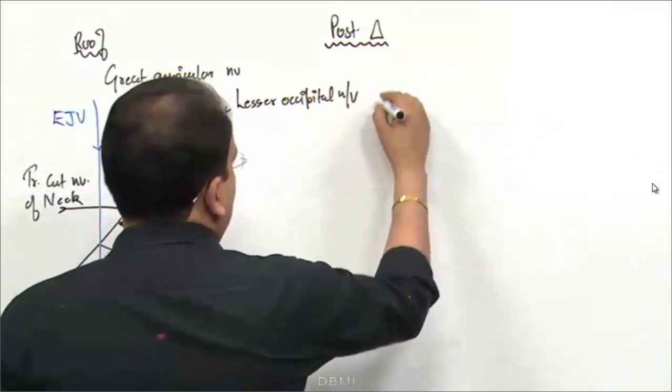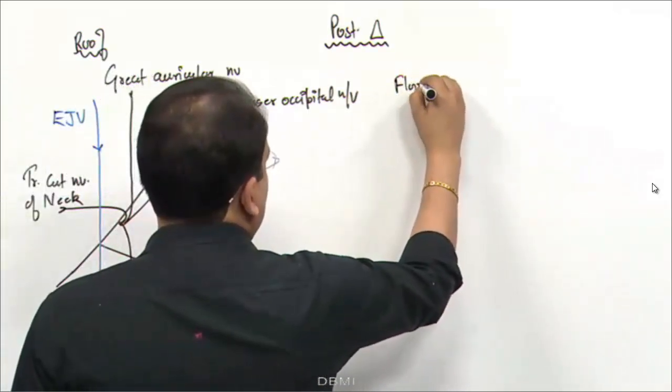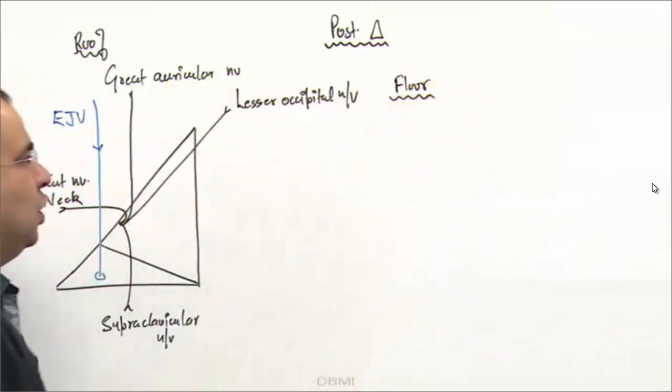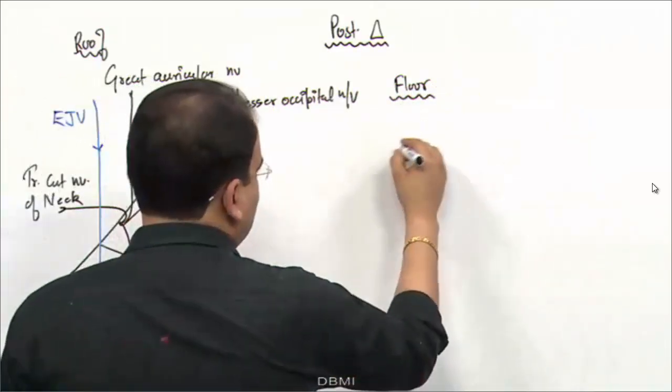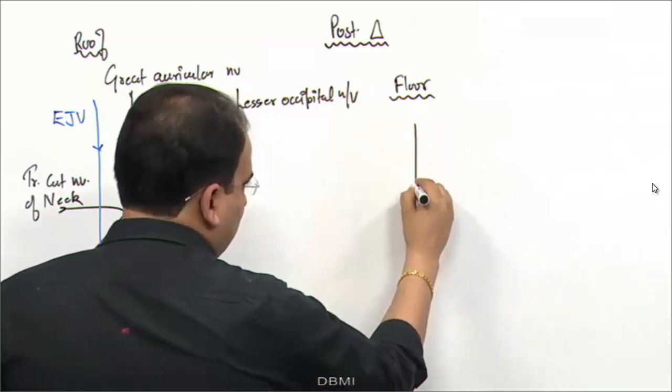Next is floor. Floor of posterior triangle is made up of certain muscles which are prevertebral muscles.